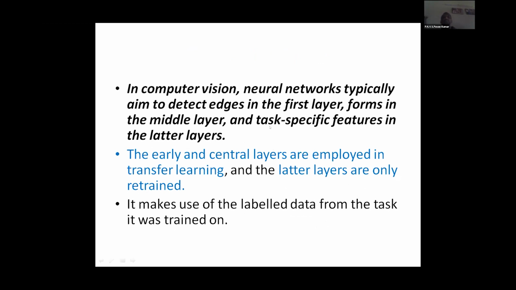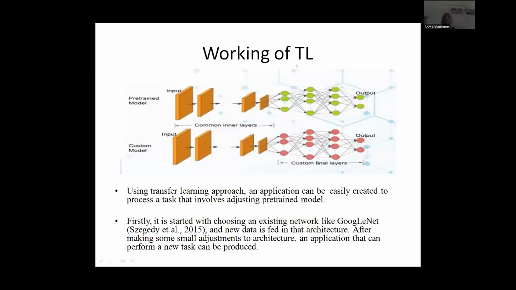That approach we are using here. In computer vision, neural networks typically aim to detect edges in the first layer, forms in the middle layers, and task-specific features in the latter layers. So in transfer learning, the early and central layers are reused, and only the latter layers are retrained. We need not develop these early and central layers again for every model. It makes use of the labeled data from the task it was trained on. That is the purpose of transfer learning.